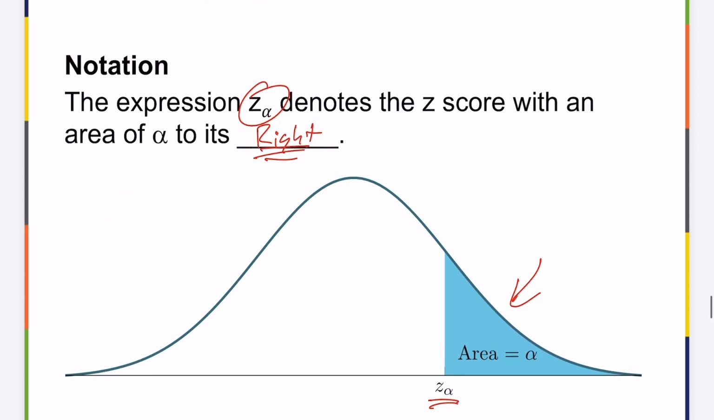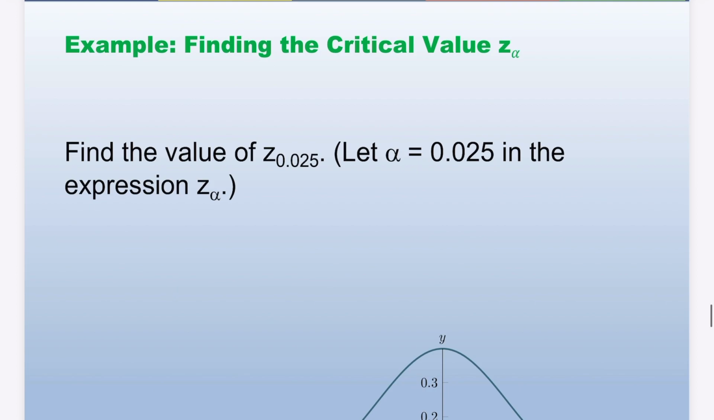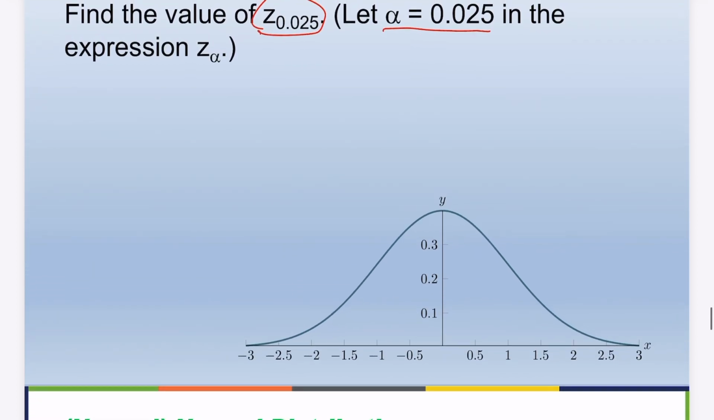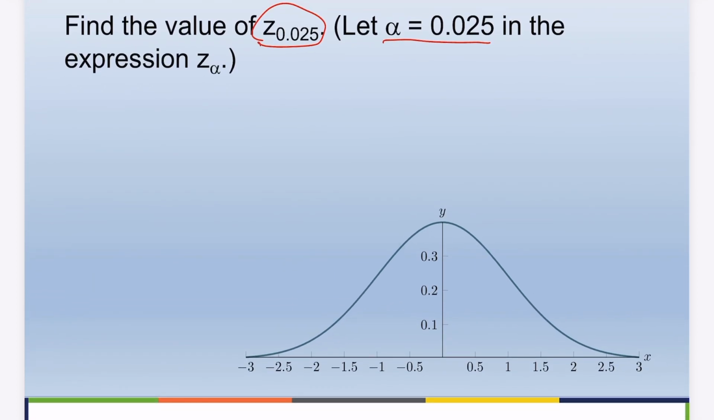Okay, now let's take an example. Finding the critical value, z alpha. Find the value of z sub 0.025. And so alpha is 0.025. So we need to find where this area here is 0.025.